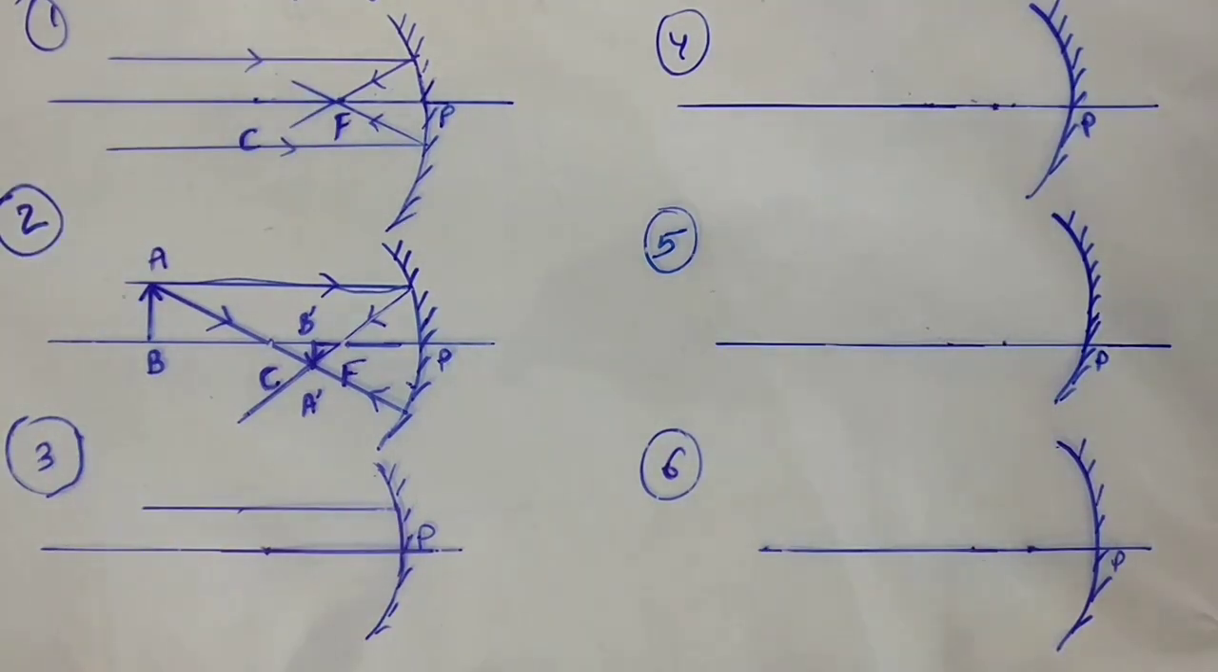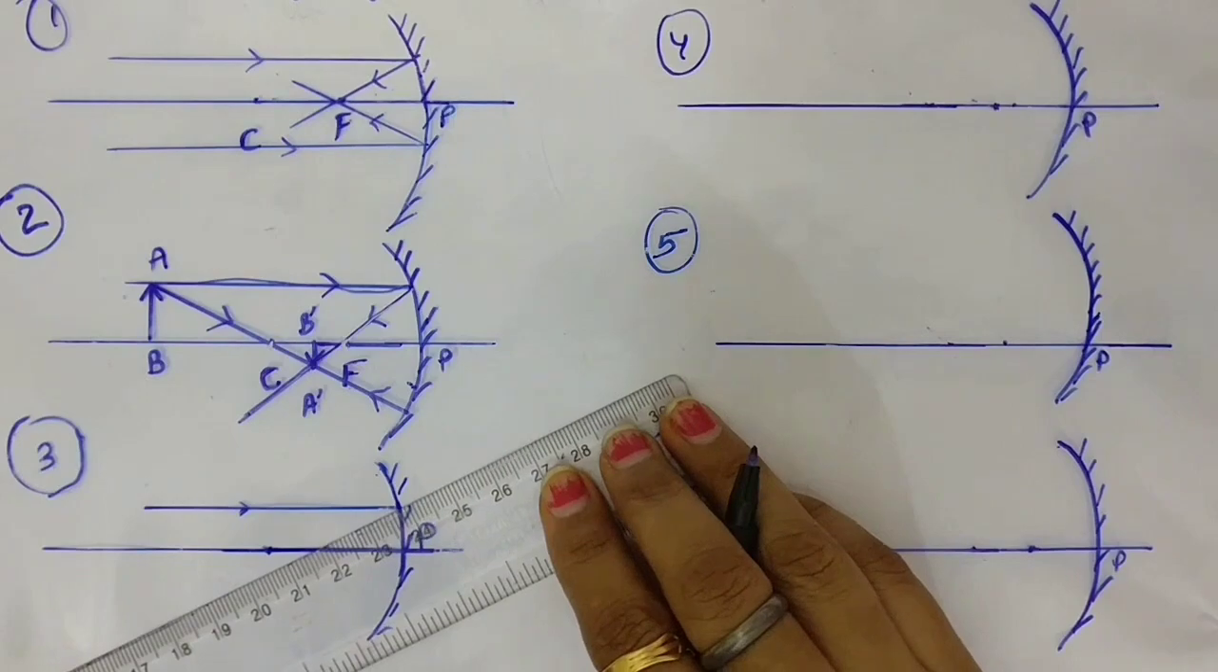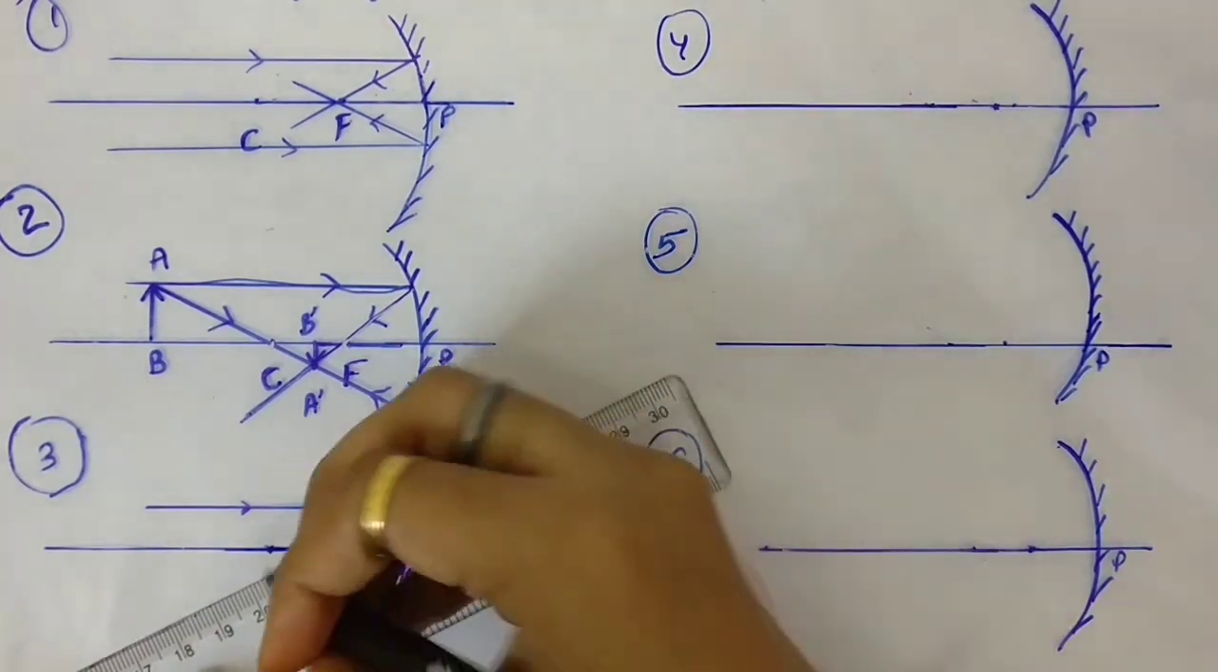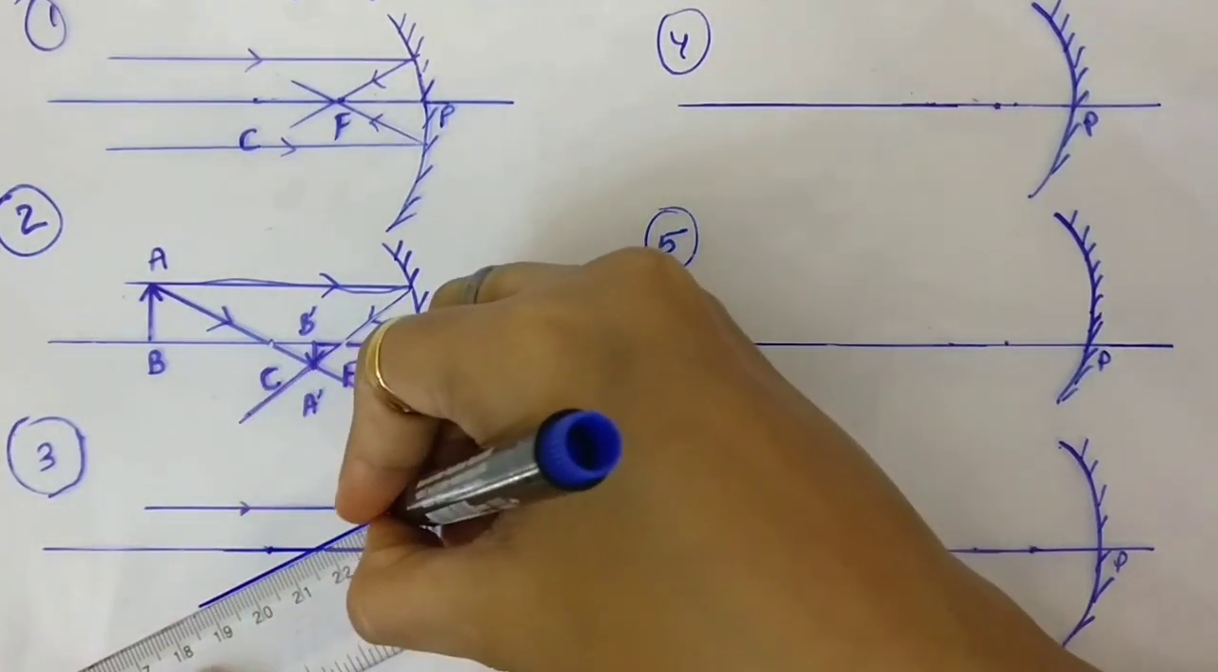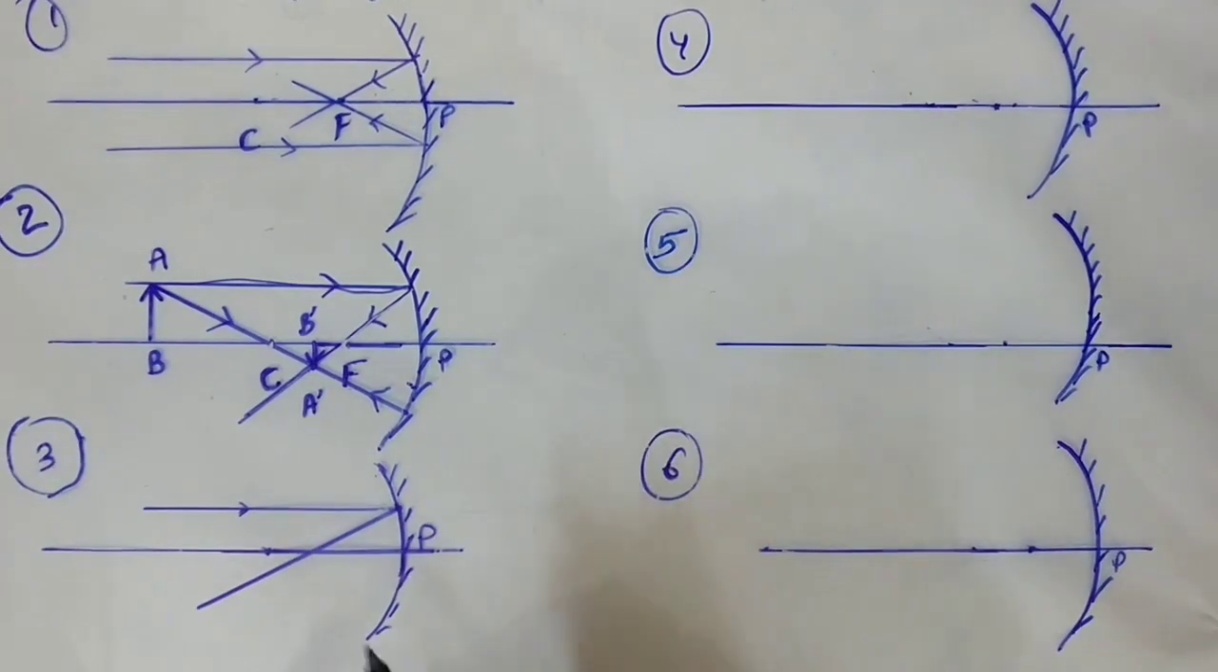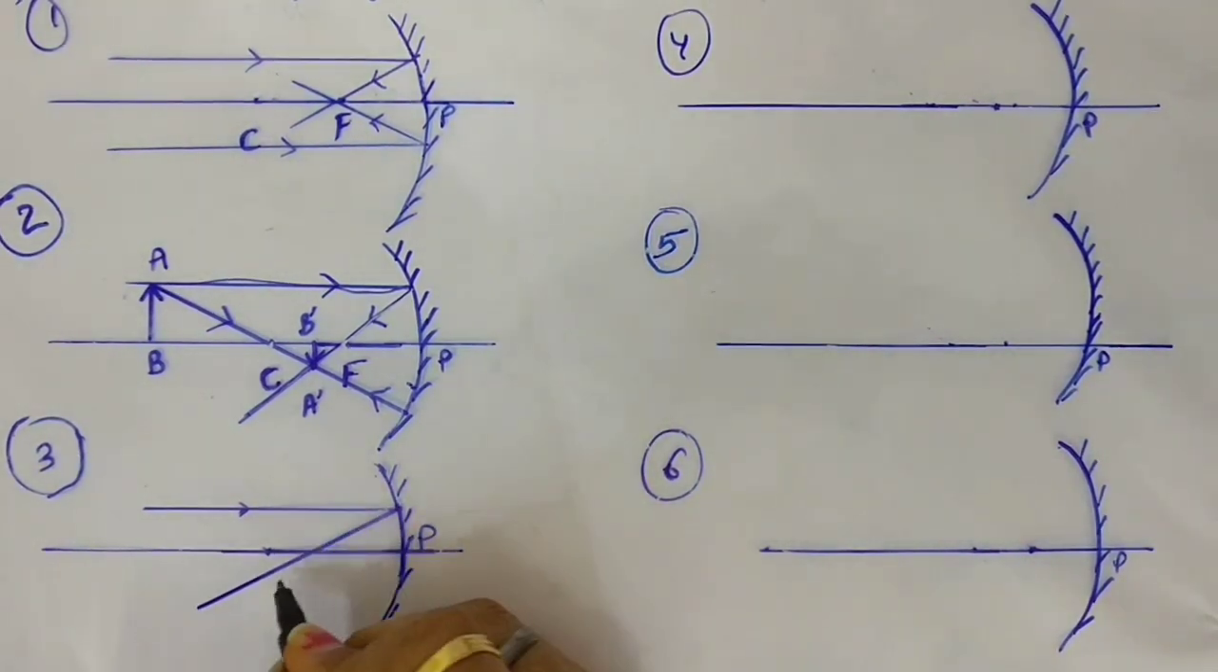Now ray which is parallel to the principal axis, incident ray, should pass through focus. You see, I have not mentioned the point of focus here because I want to mention the points later on.